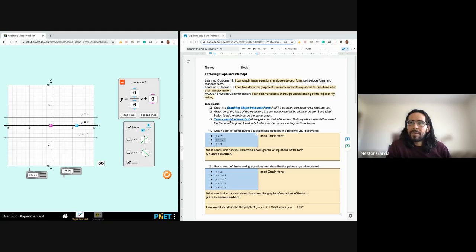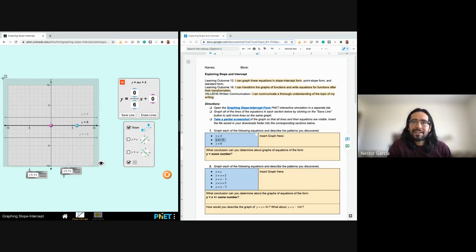Remember, on your document, if you're using your Chromebook, you can go to this link, take a partial screenshot, to learn how to take a screenshot of just the graph here, and then insert it into your document. If I was going to take a screenshot of that portion of this page, I go ahead and select the keys on my keyboard for the shortcut. I'm going to now highlight over the area I want to select.